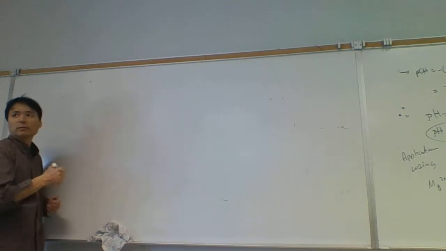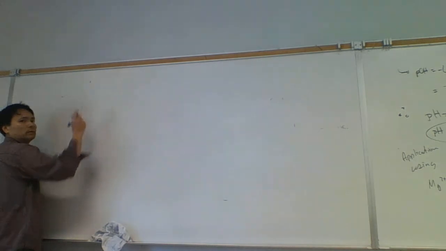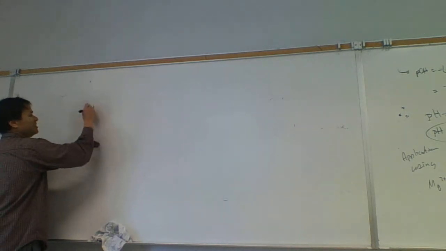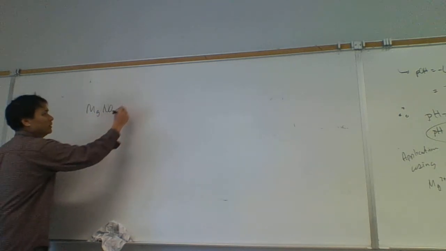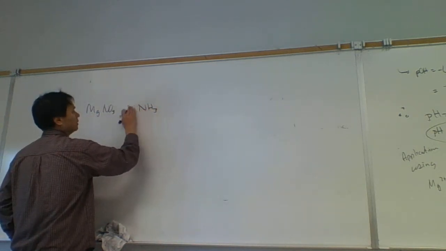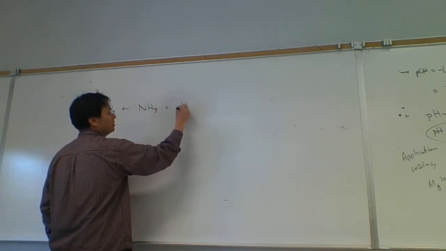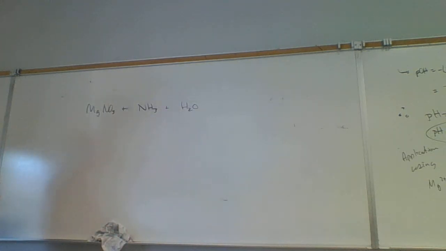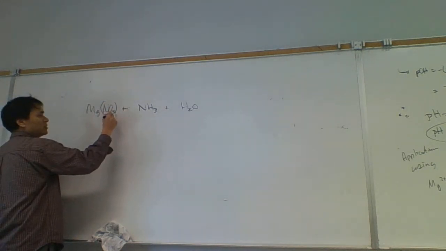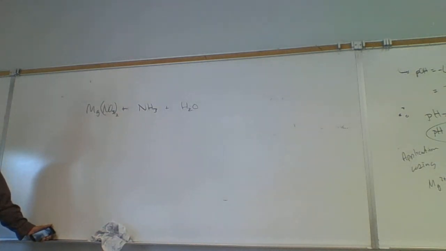Right, what did you get for the formula for magnesium nitrate? MgNO3 plus NH3 plus H2O. Okay. Does that look right? Yeah, NO3, we need 2 nitrates. Nitrate is a -1, magnesium plus 2, so 2 nitrates to balance out the charge.